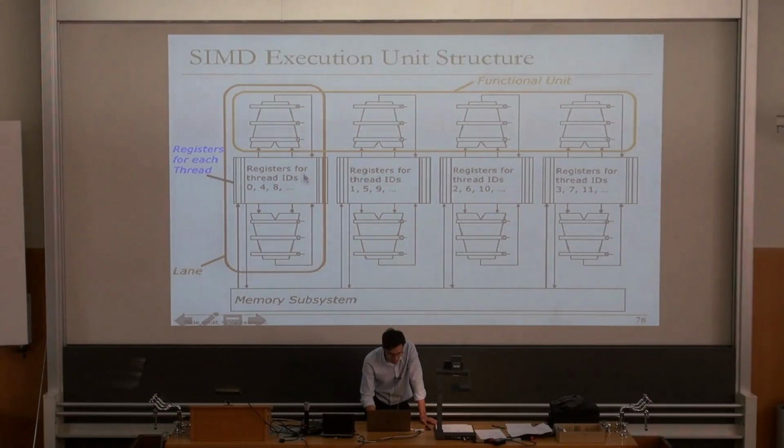Instead of a partitioned register file, here we talk about registers for each thread. You might remember that in the previous slide we had elements 0, 4, 8, and elements 1, 5, 9. Now these elements are in the registers that correspond to specific threads, for example thread 0, 4, 8, or thread 1, 5, 9, and so on.